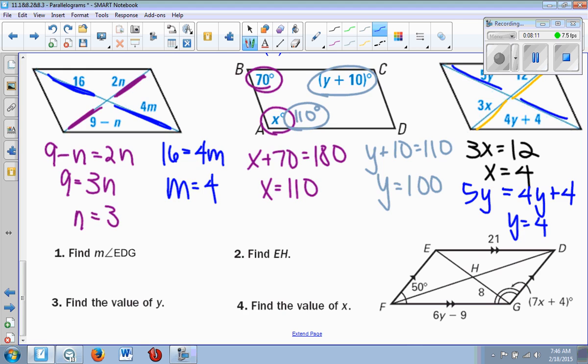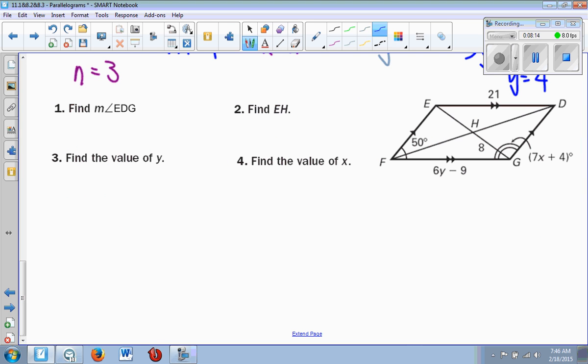Last problem on the bottom, same picture for all 4 parts. So let's talk about some things we can do. Angle EDG. EDG is this angle here. And so what we notice is this angle down here is 50 degrees. And so EDG is its opposite angle. They have to be congruent because this is a parallelogram. If I want to figure out what EH is, that purple piece there, it's a portion of the diagonal. The other portion in purple here is 8, which means that EH must also be 8.